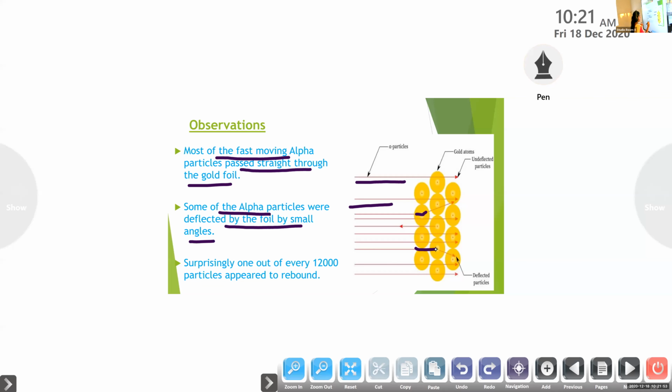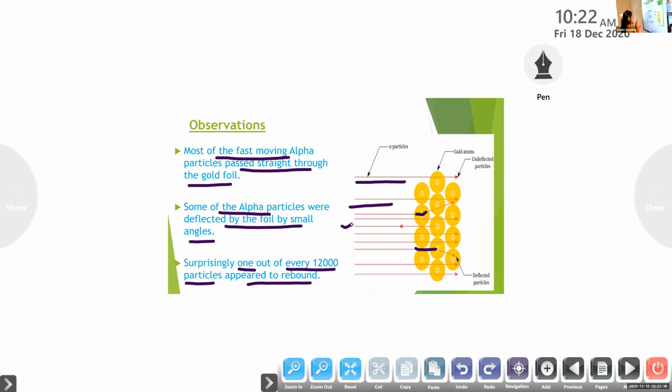And surprisingly, 1 out of every 12,000 particles appeared to rebound. Look at this one. Here, this alpha particle is rebound. So the major observations of this gold foil experiment are that most of the fast moving alpha particles passed straight through the gold foil. Some of the alpha particles were deflected by the foil by small angles. Then surprisingly, 1 out of every 12,000 particles appeared to rebound. That is, very few particles rebound. Do you understand the major 3 observations of this gold foil experiment?